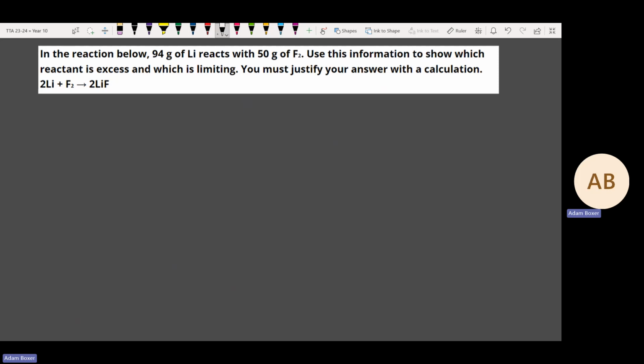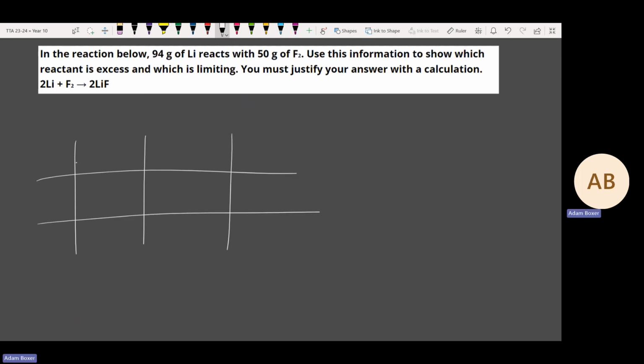Let's have a look at this one. So I'm going to draw out the table for you first. So we've got lithium reacting with F2, have, need. First thing I want you to do is just work out how many moles are going to go in there and how many moles are going to go in there. You don't need a ratio, you just need information from the question. Pause the video, do that now.